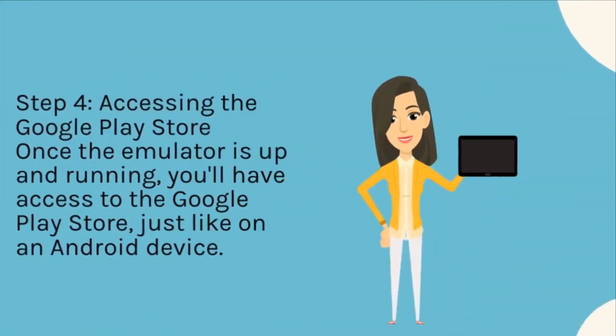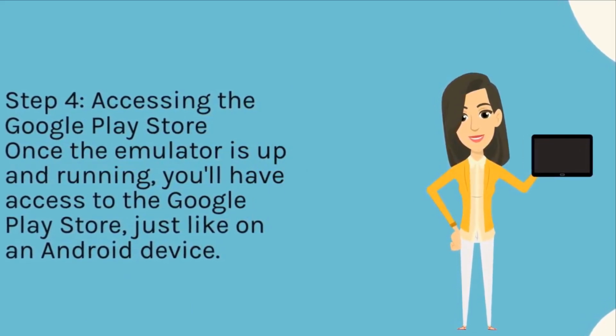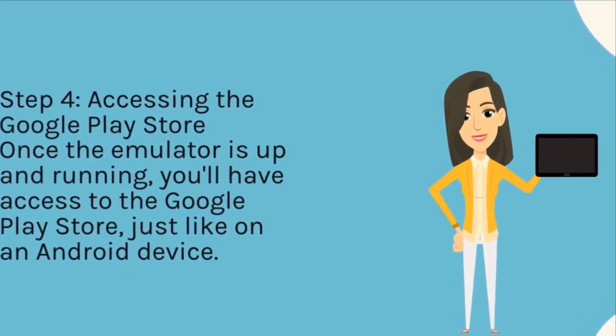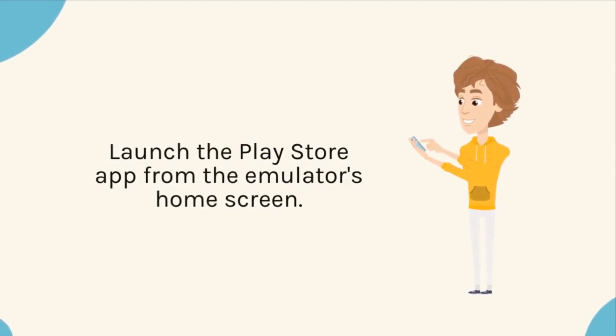Step 4. Accessing the Google Play Store. Once the emulator is up and running, you'll have access to the Google Play Store, just like on an Android device. Launch the Play Store app from the emulator's home screen.